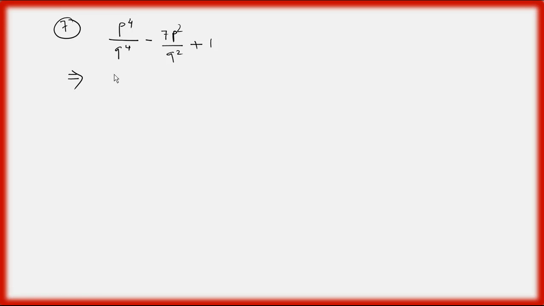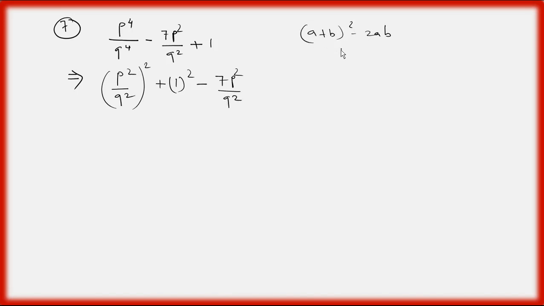Okay, now this is in fractional form. So we have to do here (p²/q²)² plus 1 whole square minus 7p²/q². In this case, whether you can use (a + b)² minus 2ab or (a − b)² plus 2ab, which is appropriate for this, plus or minus?